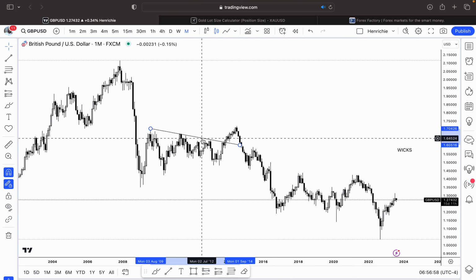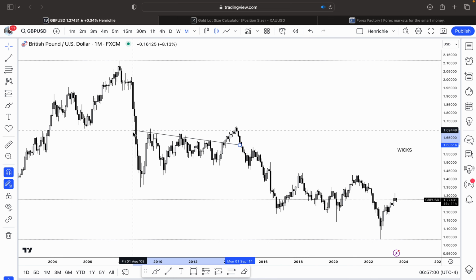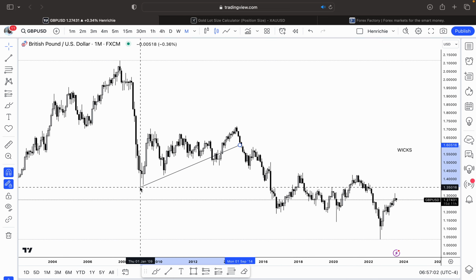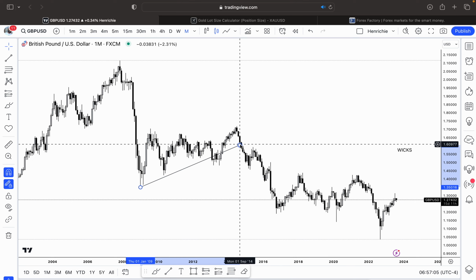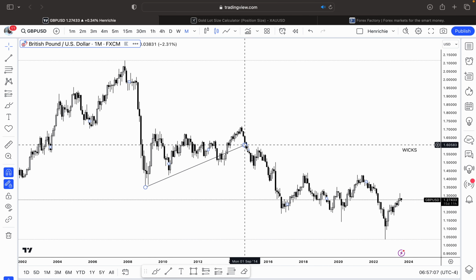Another one that I was taught was the support, which is classified to be like this.